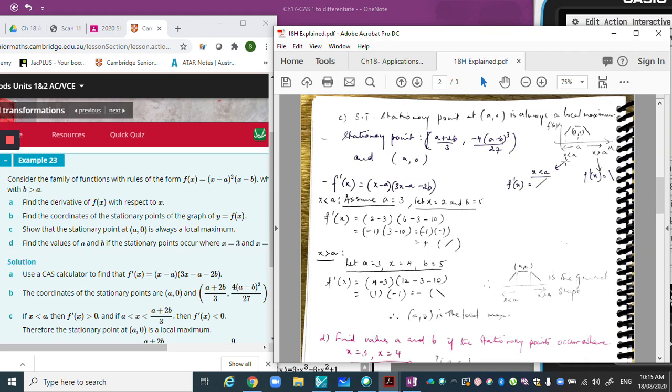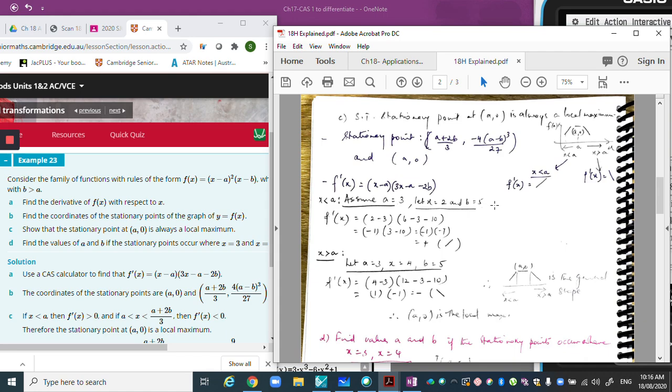Simply because we have to prove that all values of x less than a have a positive gradient, and the side greater than a has a negative gradient. So what I did was I actually assumed values. If x is less than a, I assumed a to be 3, and let x be equal to 2. And we know from the first part of this question that b is always greater than a. So if a is 3, I took b to be 5.